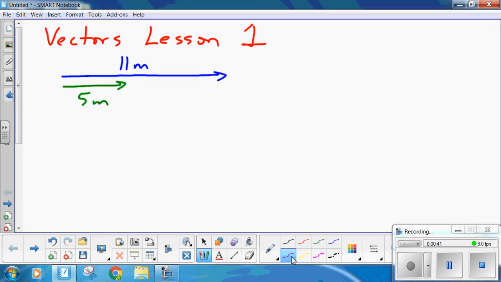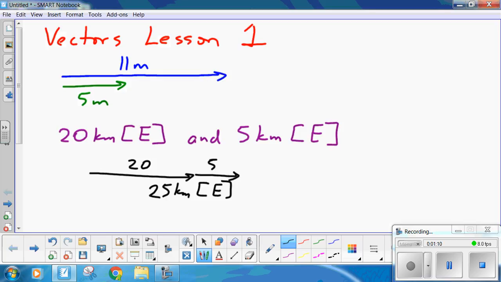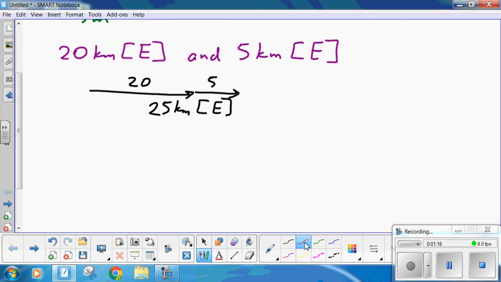Now, simple question. If you go 20 kilometers east and then drive another 5 kilometers, how far have you gone? Well, 20 and 5 for a total of 25 kilometers east. Okay? Now, one for you to try.